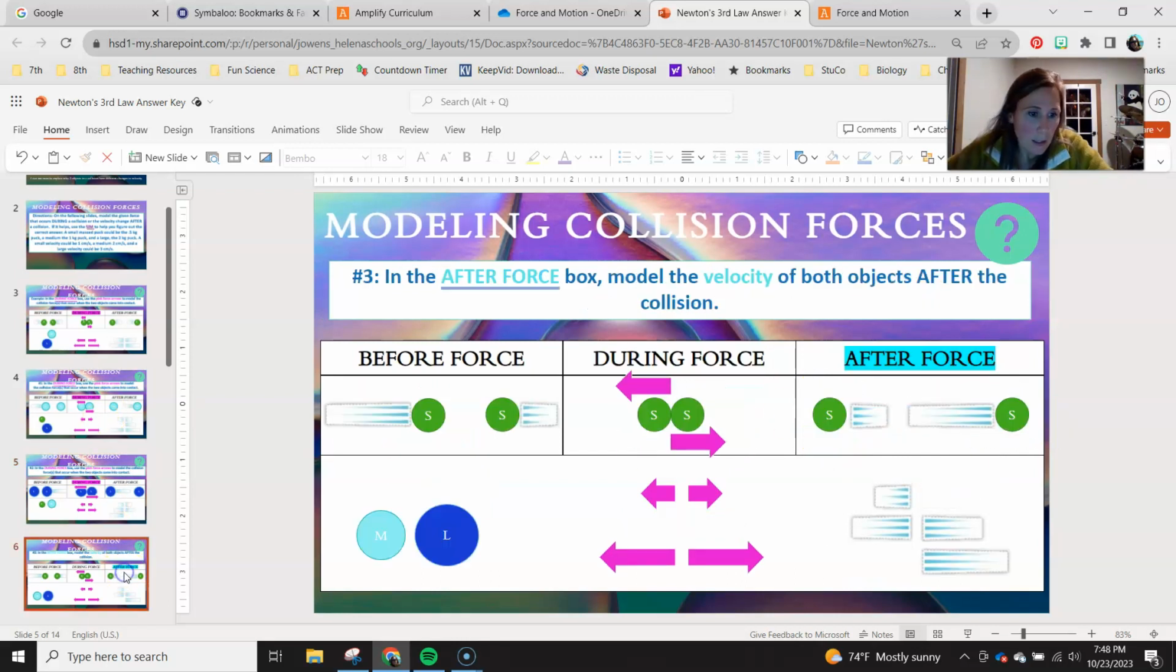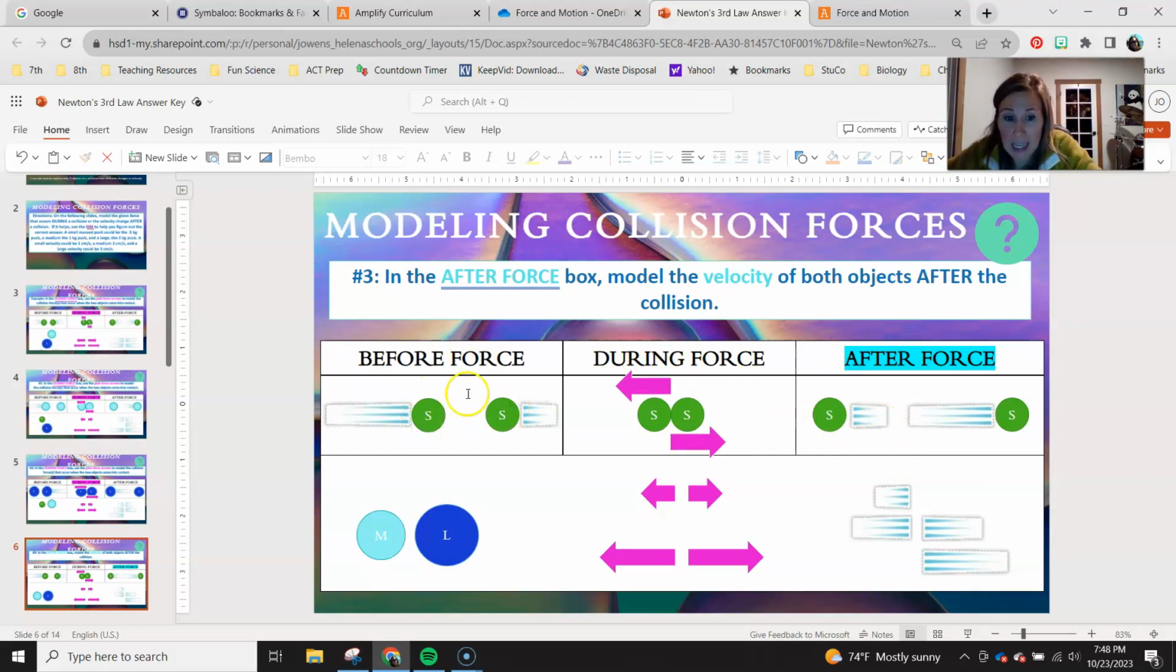All right, this one, we've got, again, two same size objects. This is number 3. When they collide, I put medium on here because maybe these objects are moving a little faster, but if you put small or large, that's fine too, as long as they're both the same sized arrow and in opposite directions. And then in this one, you're modeling the after force.